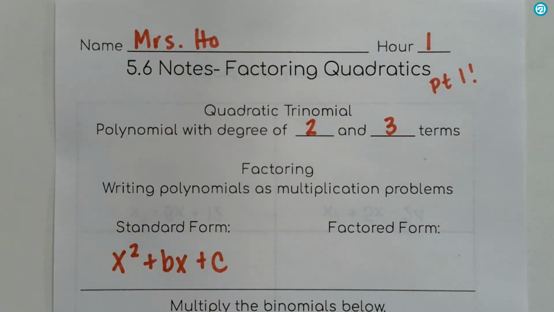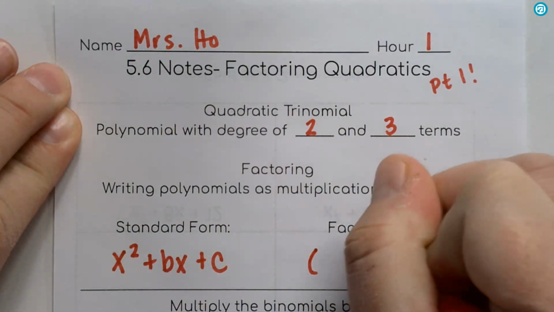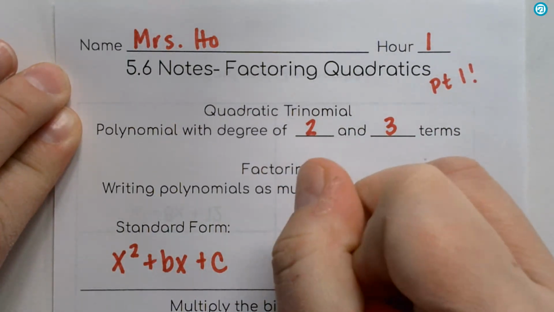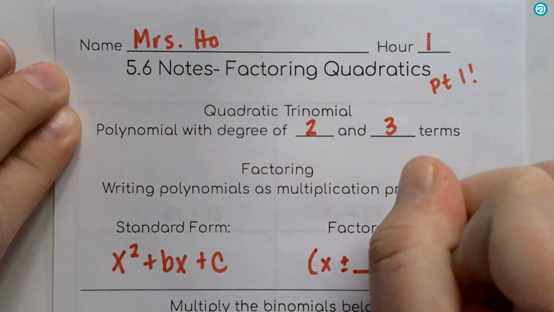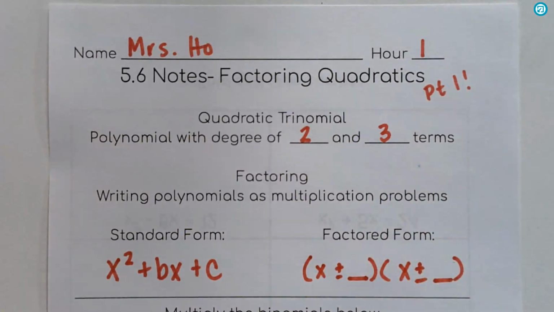Okay, we are going to be turning these into a factored form. So a factored form is always going to have parentheses. We are going to have 2 sets of parentheses. They are going to be x plus or minus a number, x plus or minus a number.